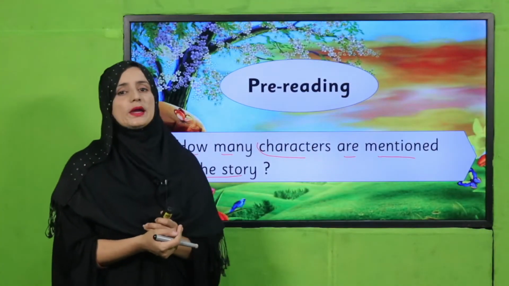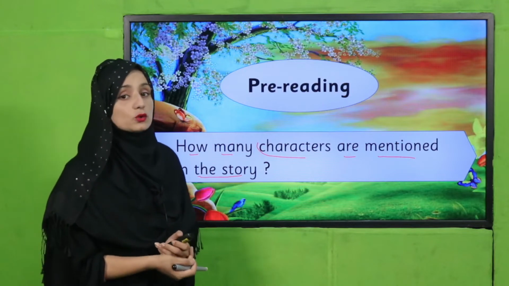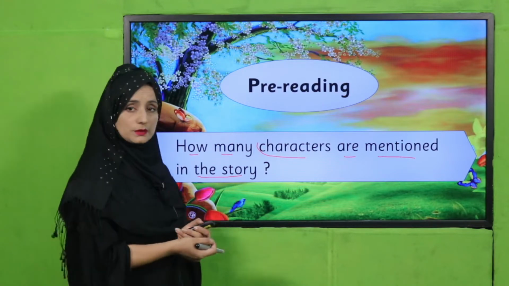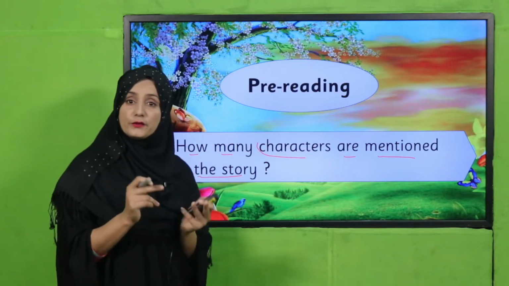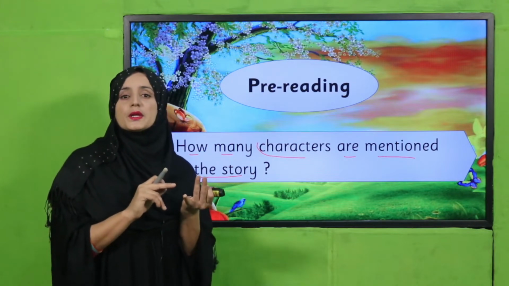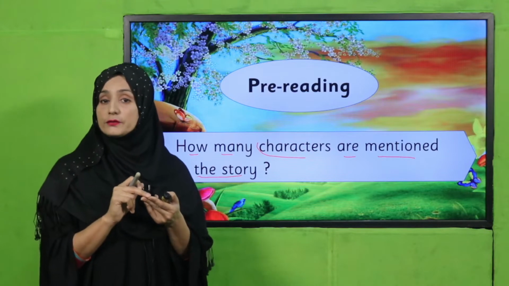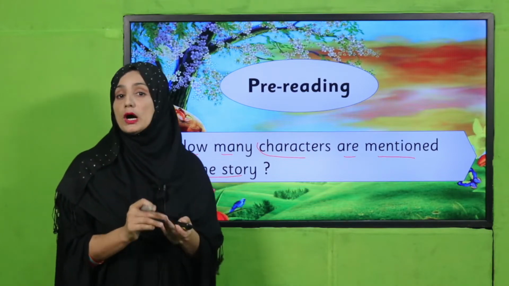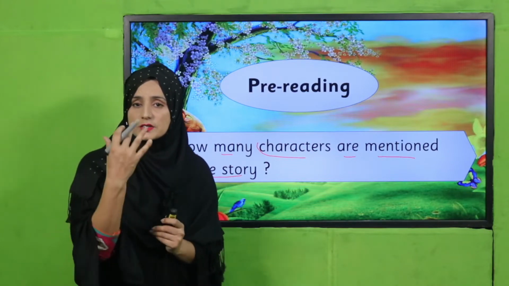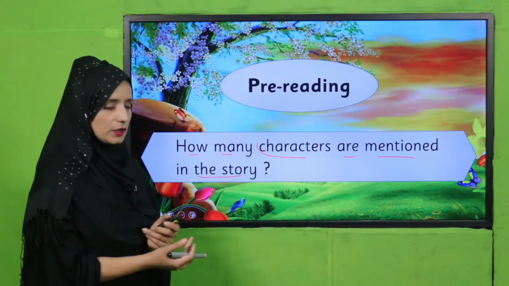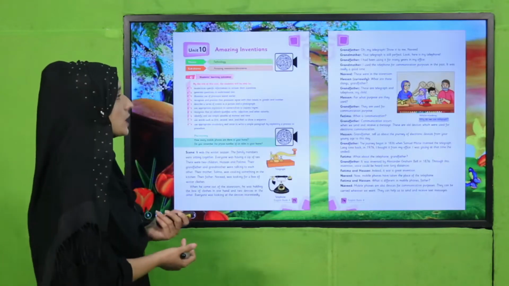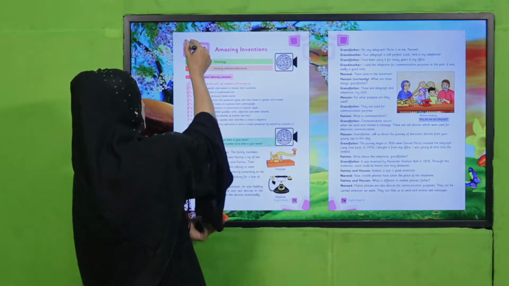Excellent job. I hope you have done it in a good way. Yes, so my dear students, how many characters were there? Yes, grandfather, grandmother, Hassan, Fatima, Naveed, their father, and Salma. So how many persons are there? Total 6 characters are there in the story. Yes, good job. Let's start our remaining chapter, unit number 10.